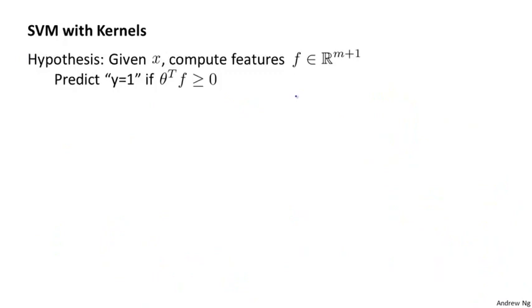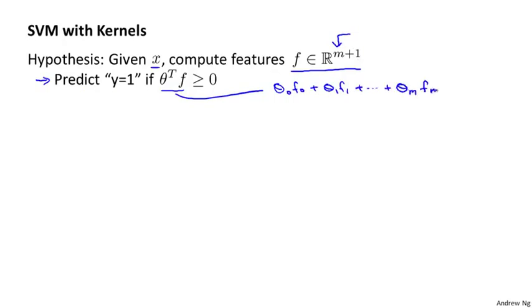If you already have a learned set of parameters theta, and you're given a value of x and you want to make a prediction, what we do is compute the features f, which is now an R^(m+1) dimensional feature vector. We have m here because we have m training examples and thus m landmarks. And we predict 1 if theta transpose f is greater than or equal to 0, right? So theta transpose f is just equal to theta 0 f0 plus theta 1 f1 plus dot dot dot plus theta m fm.